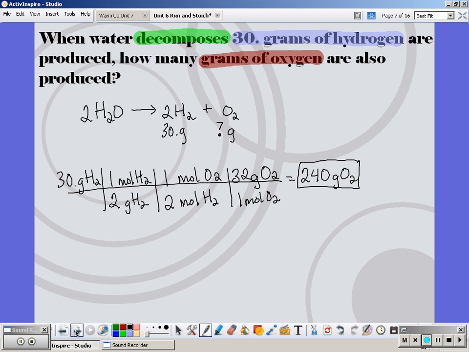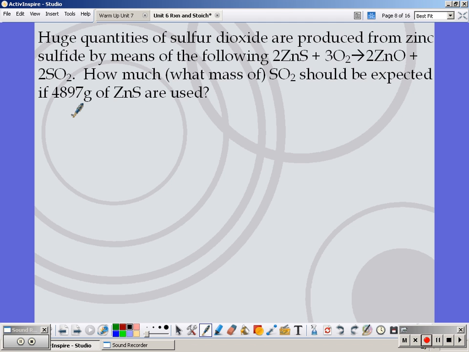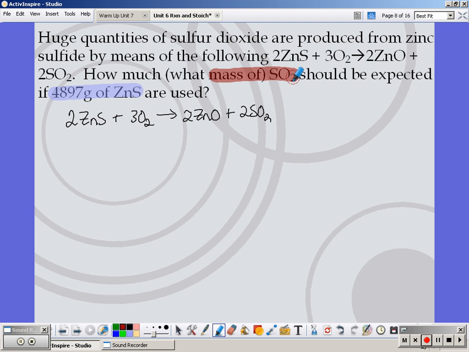Here they actually gave us the balanced equation, so I don't need to worry about doing that part. I just need to read the question to find out what I'm given and what I'm looking for. So I'm given 4,897 grams of Zn, and I'm looking for the mass of SO2. So underneath ZnS, I'm going to put 4,897 grams, and under SO2, I'm going to put question mark grams. So the first thing I need to do is convert to moles.